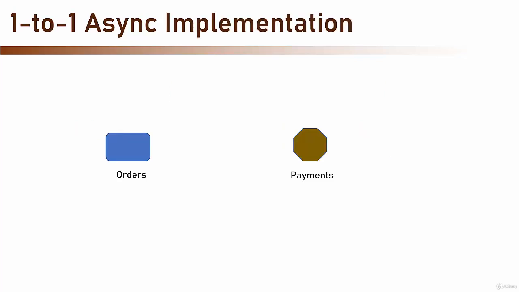Now, how do we implement the one-to-one async pattern? So here are our two services, the orders and the payments. But in addition to these two, we have another tool, a queue in between. You can use whatever queue engine you want, but one of the most popular is RabbitMQ, which succeeds mainly because of its easy setup, simplicity, performance, and the fact that it's free.